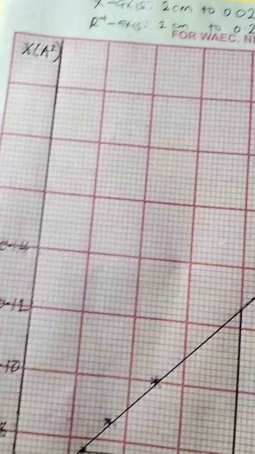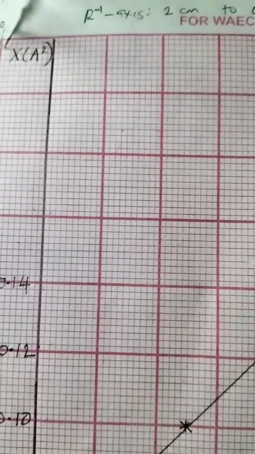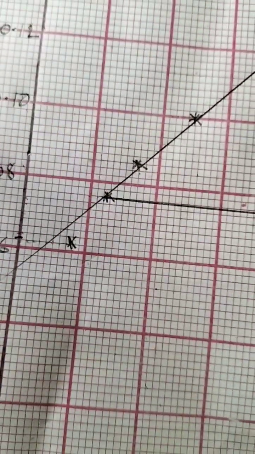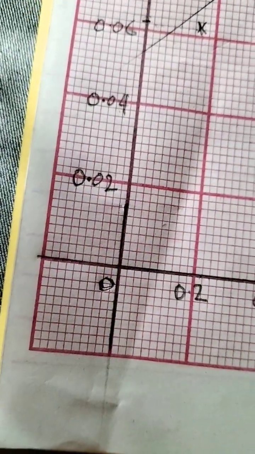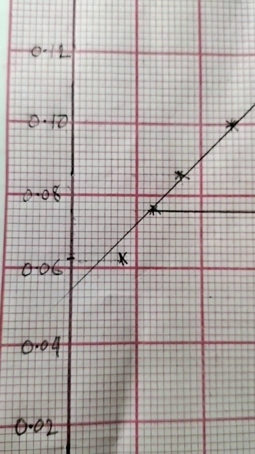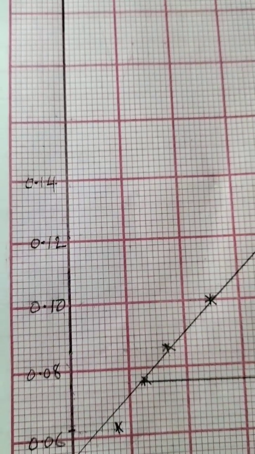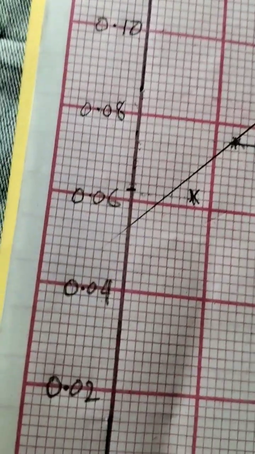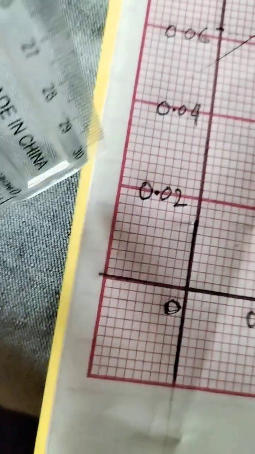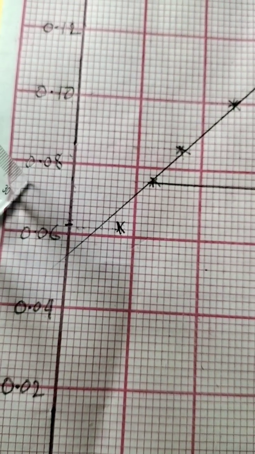So here is our graph. You can see the vertical axis, S, the unit of S is ampere squared. And then the scale we choose for S: from 0, 0.02, 0.04, 0.06, 0.08, 0.10, 0.12, 0.14, for each bus. That means 0.02 for each bus. Adding 0.02 continuously, you continue building your scale.